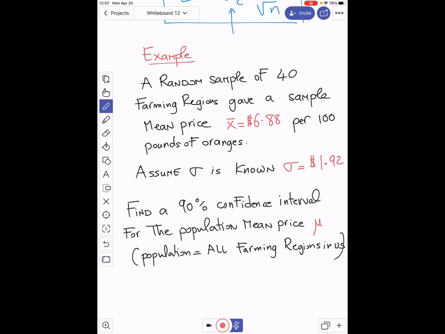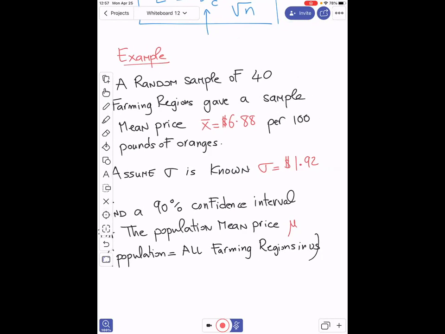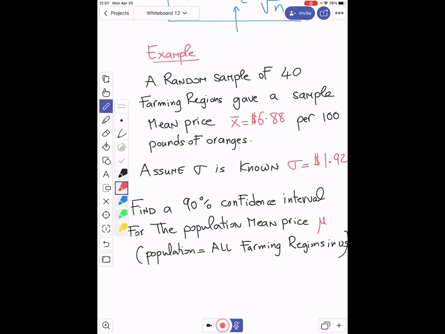So we want to find this population mean price, the average price of all the farming regions of the US for 100 pounds of oranges. But we took this random sample of 40 farming regions. We have this sample mean price of $6.88, and we suppose that your population standard deviation sigma is known, $1.92. So I want to find this 90% confidence interval for the population mean price.